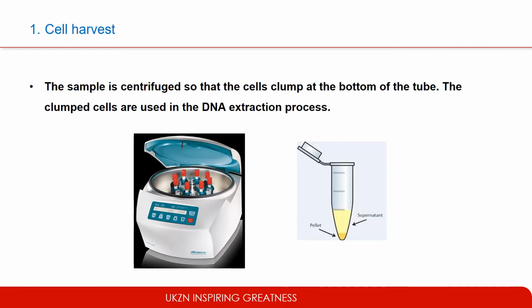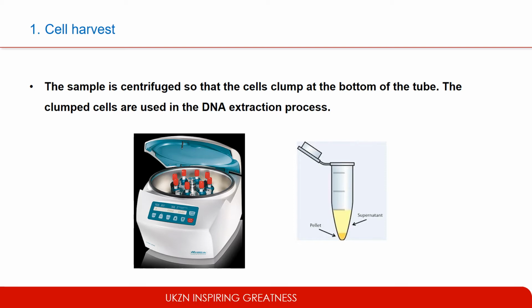Look at the first step, which is cell harvest. This is a very important step because it is used to concentrate the cells which contain the DNA. And this is accomplished by using a special instrument called a centrifuge. During the spinning of a sample, be it blood sample or a urine sample or sputum, the cells which contain the DNA clump to the bottom of the tube, as indicated in the little diagram shown on the right hand side.